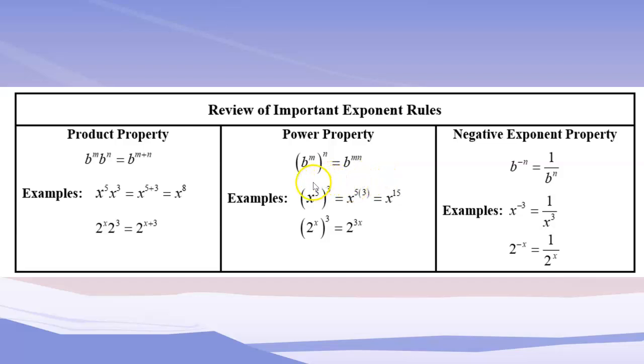The power property says if you have a base to a certain power and then you raise that to a power, then you're going to multiply those two exponents together. For example, x to the fifth to the third power is going to be x to the 15th. And lastly, the negative exponent property says that if you raise a base to a negative exponent, in order to turn that exponent positive, we are going to use the reciprocal. So we are writing 1 over b to the n.